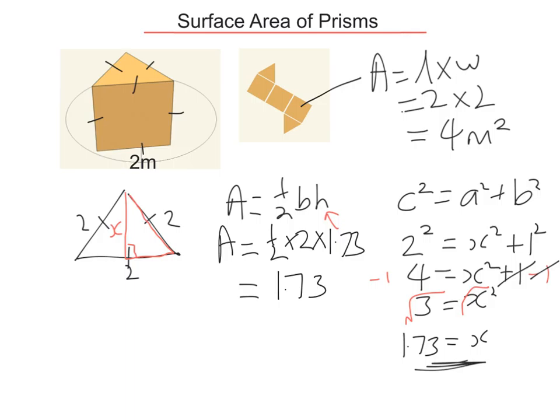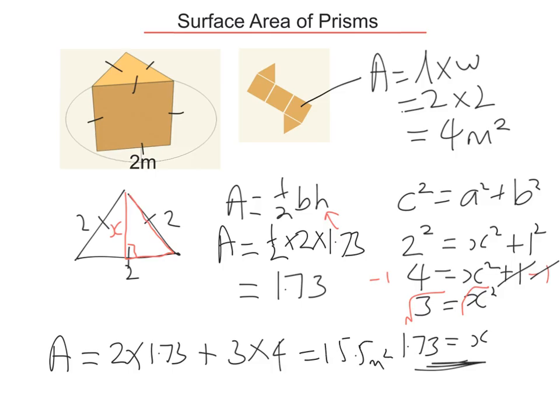1.73. So the total surface area for this particular prism is going to be equal to 2 times those 1.73s, which is the two ends, plus 3 times 4 for the 3 rectangular or 3 square sides. And that equals 15.5 metres squared.